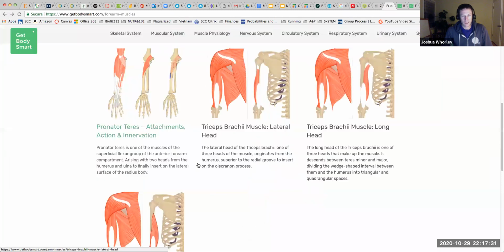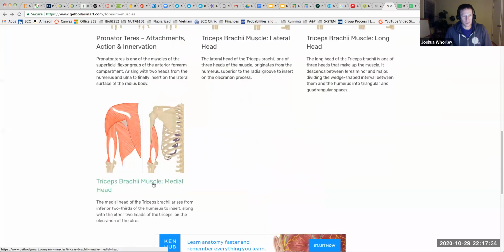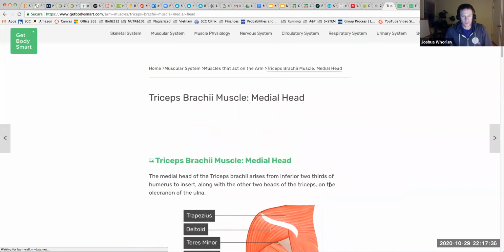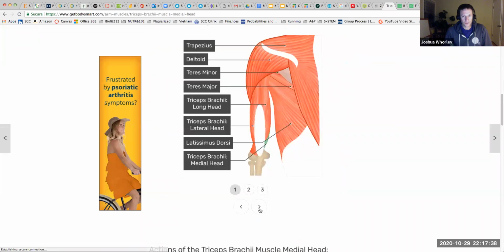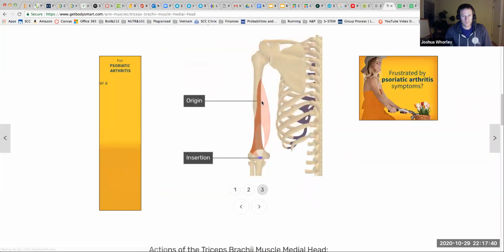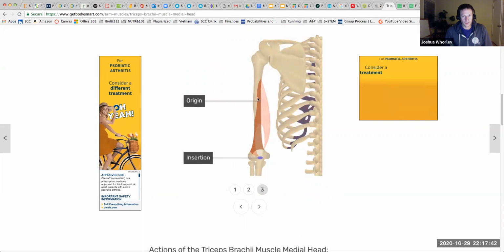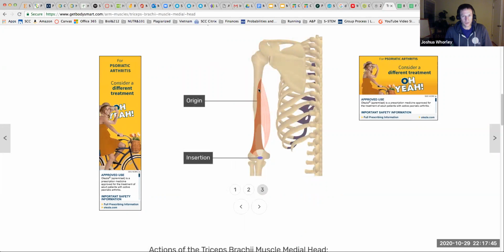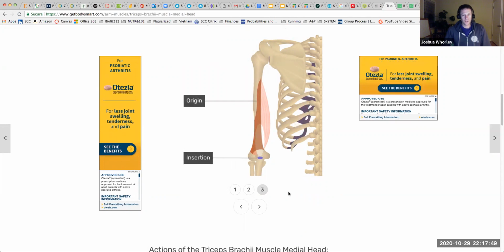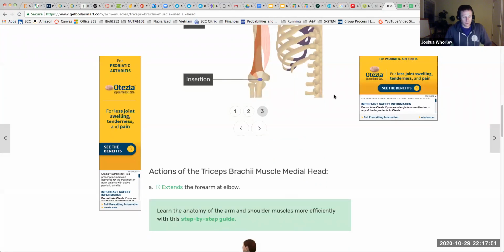And then that medial head, this one wasn't too bad. I think we kind of got a pretty good look at this one, the insertion point here, right? Origin broadly along the posterior part of the humerus, kind of in the mid shaft, and then inserting on the olecranon, right?